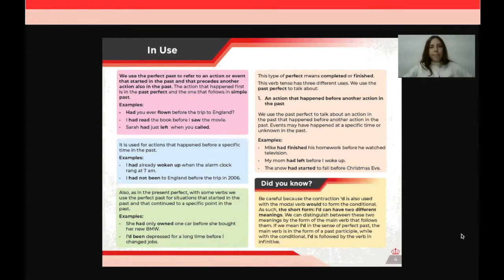Sure, Patty. It is used for actions that happened before a specific time in the past. For example, I had already woken up when the alarm clock rang at 7 a.m. I had not been to England before the trip in 2006. Okay, very good. So it's used for actions that happen before a specific time. Here we have the specific time and we use it in past perfect. Okay, the next information, Jesus, please.